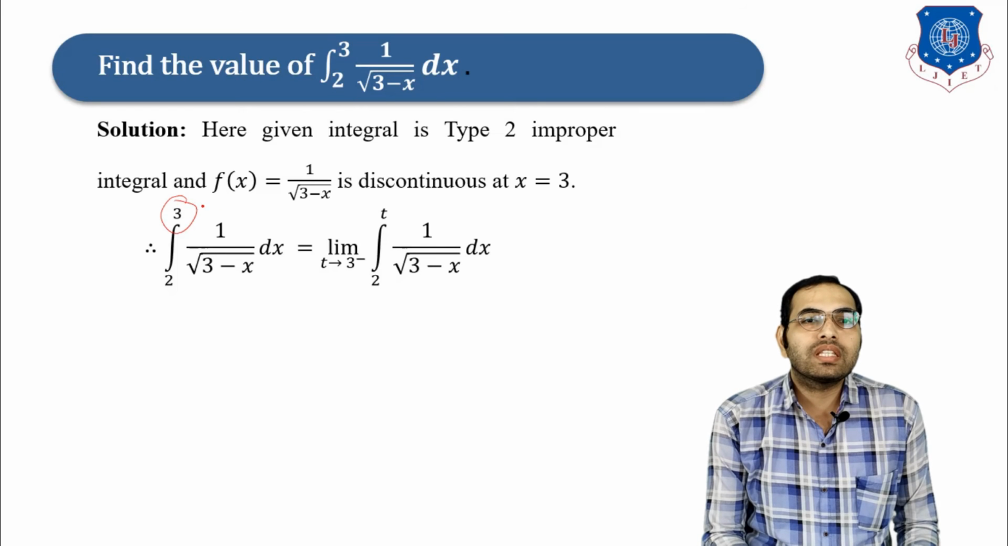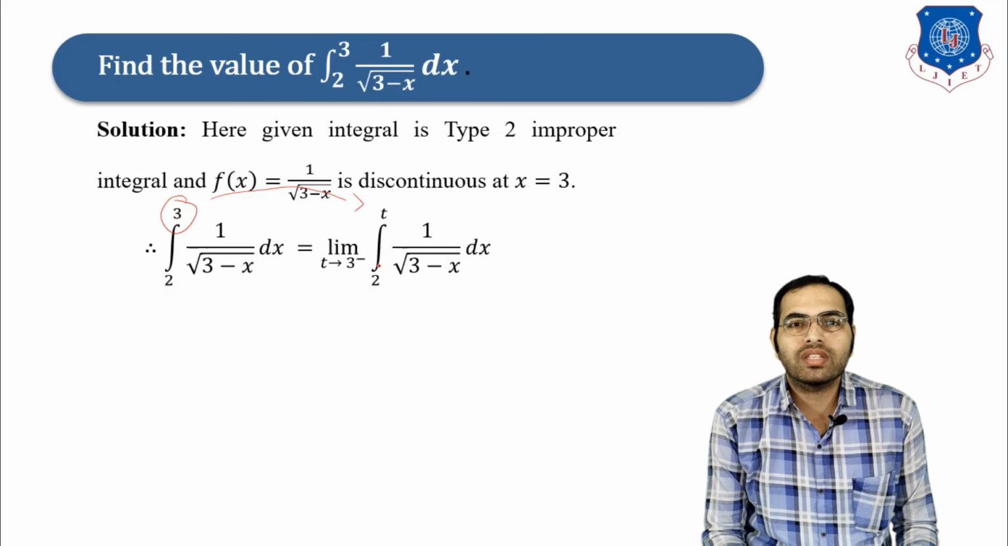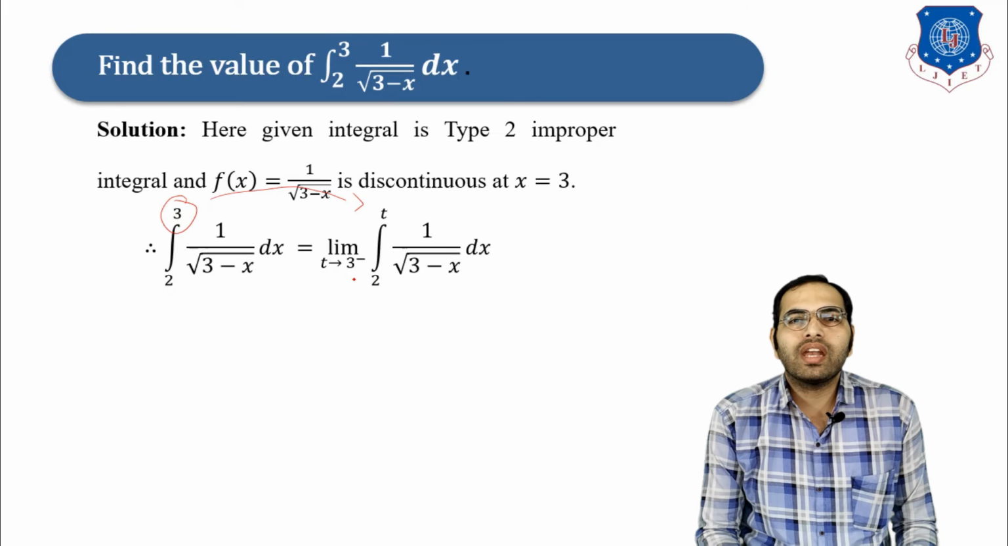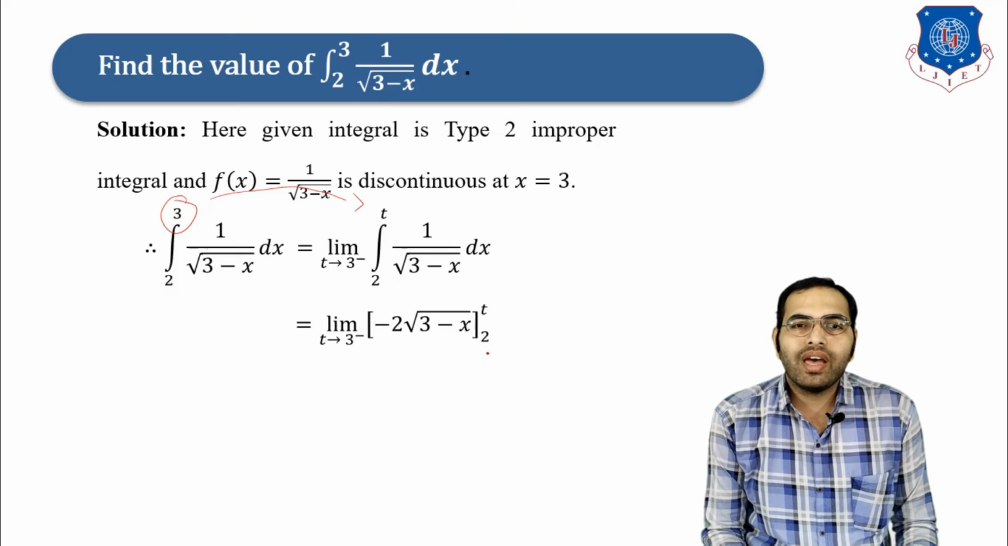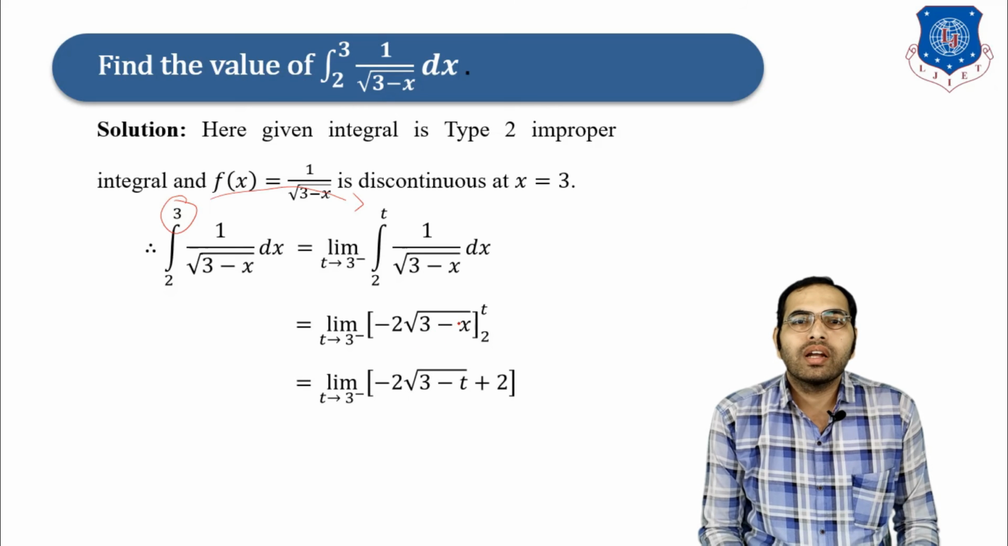Here 3 is replaced with t, so our integral becomes limit t tends to 3 minus, integral 2 to t of 1 upon square root of 3 minus x dx. Here we can write 3 minus or simply 3 as you like. Now the integral of this term we can write as 3 minus x raised to minus 1 half, and its integral is minus 2 square root of 3 minus x, where x runs from 2 to t. Then upper limit minus lower limit, limit t tends to 3 minus, x replaced with t, that means minus 2 square root of 3 minus t plus 2.